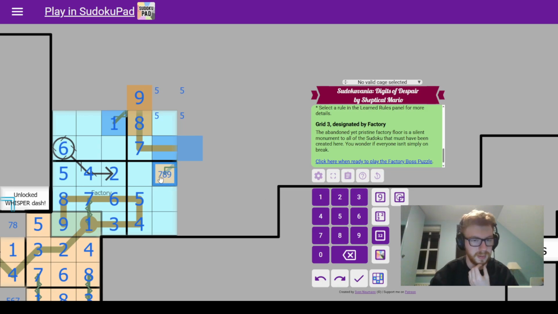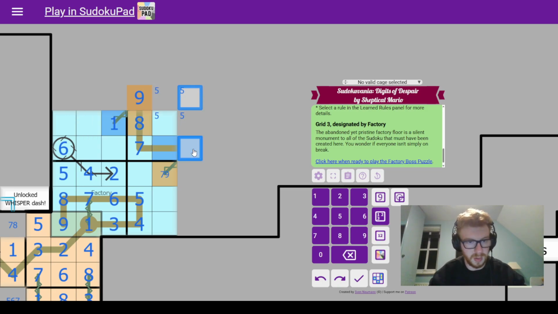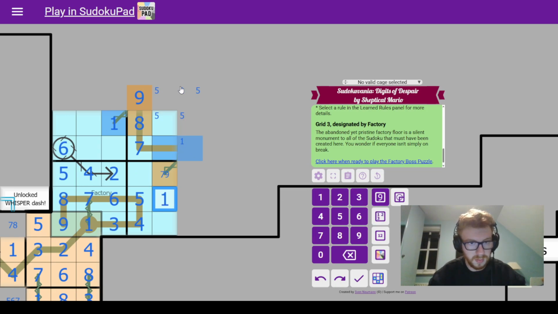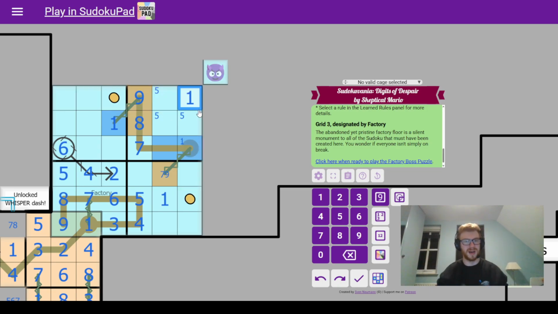Oh, I hope I'm correct. I so hope I'm correct. If I'm not, it's going to be sad. If that's 7, this 1 forces 1 in either one of those. So that's not a 1, so one of those is a 1. So that's a 1. So that's a 1. And we found stuff. Okay. I am so happy. I'm so glad.